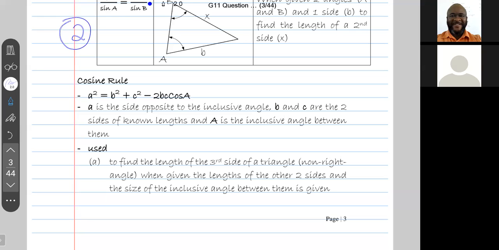When do we use the cosine rule? The cosine rule is used to find the length of the third side of a non-right angle triangle when given the length of the other two sides and the size of the inclusive angle between them. In other words, if you know two sides and the inclusive angle and you want to find the third side, that is a condition for applying the cosine rule.